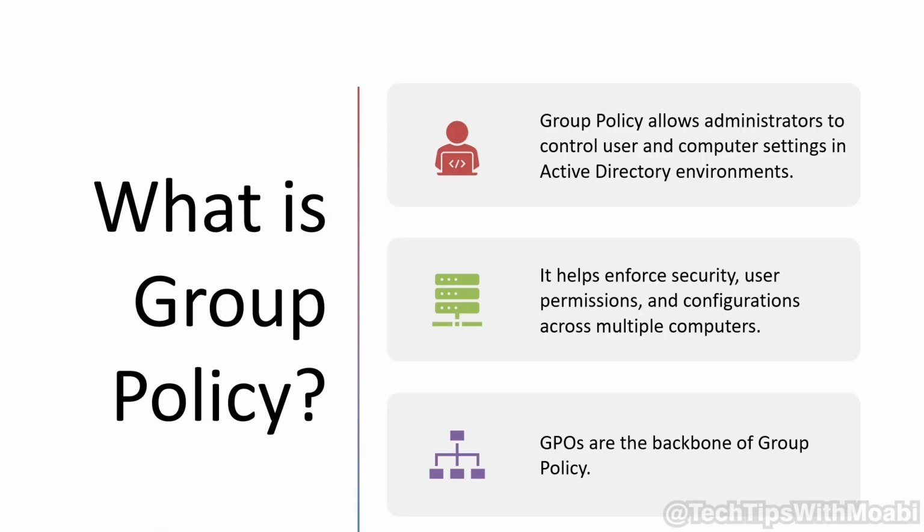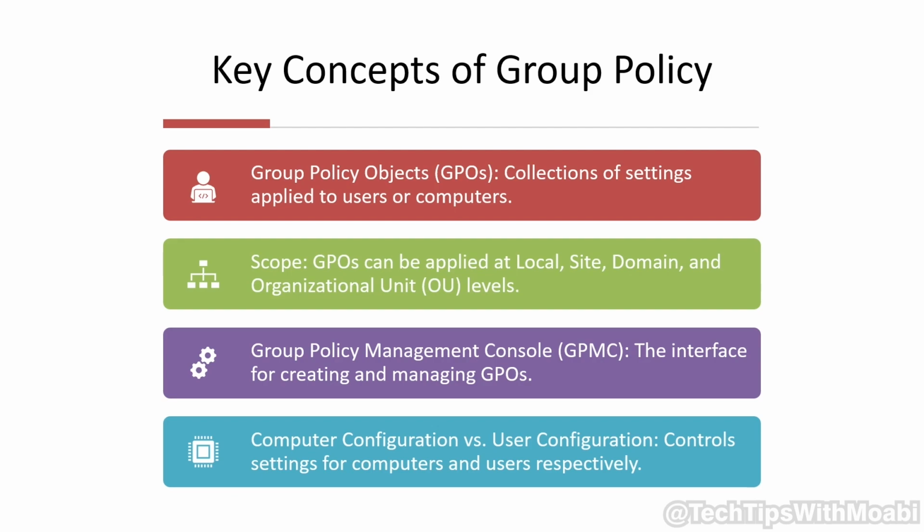What is group policy? Group policy allows administrators to control user and computer settings in Active Directory environments. It helps enforce security, user permissions, and configurations across multiple computers. Group policy objects are the backbone of group policy. Key concepts of group policy include group policy objects, which are normally called GPOs. These are collections of settings applied to users and computers.